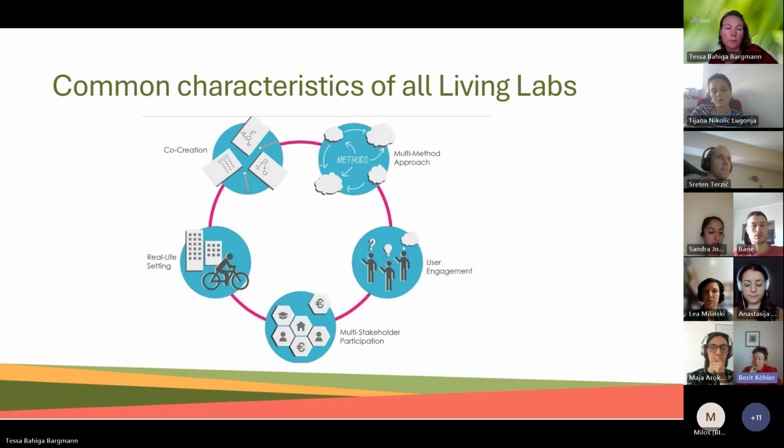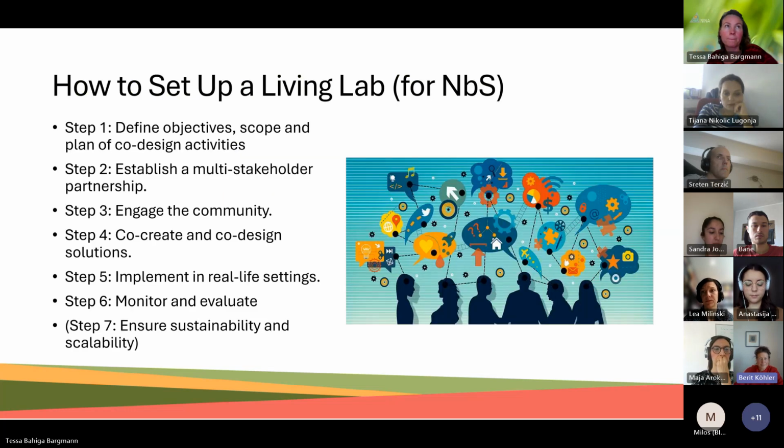So this living lab approach strives for mutually valued outcomes that are a result of all stakeholders being actively engaged in the process from the very beginning. Okay, let's go on.